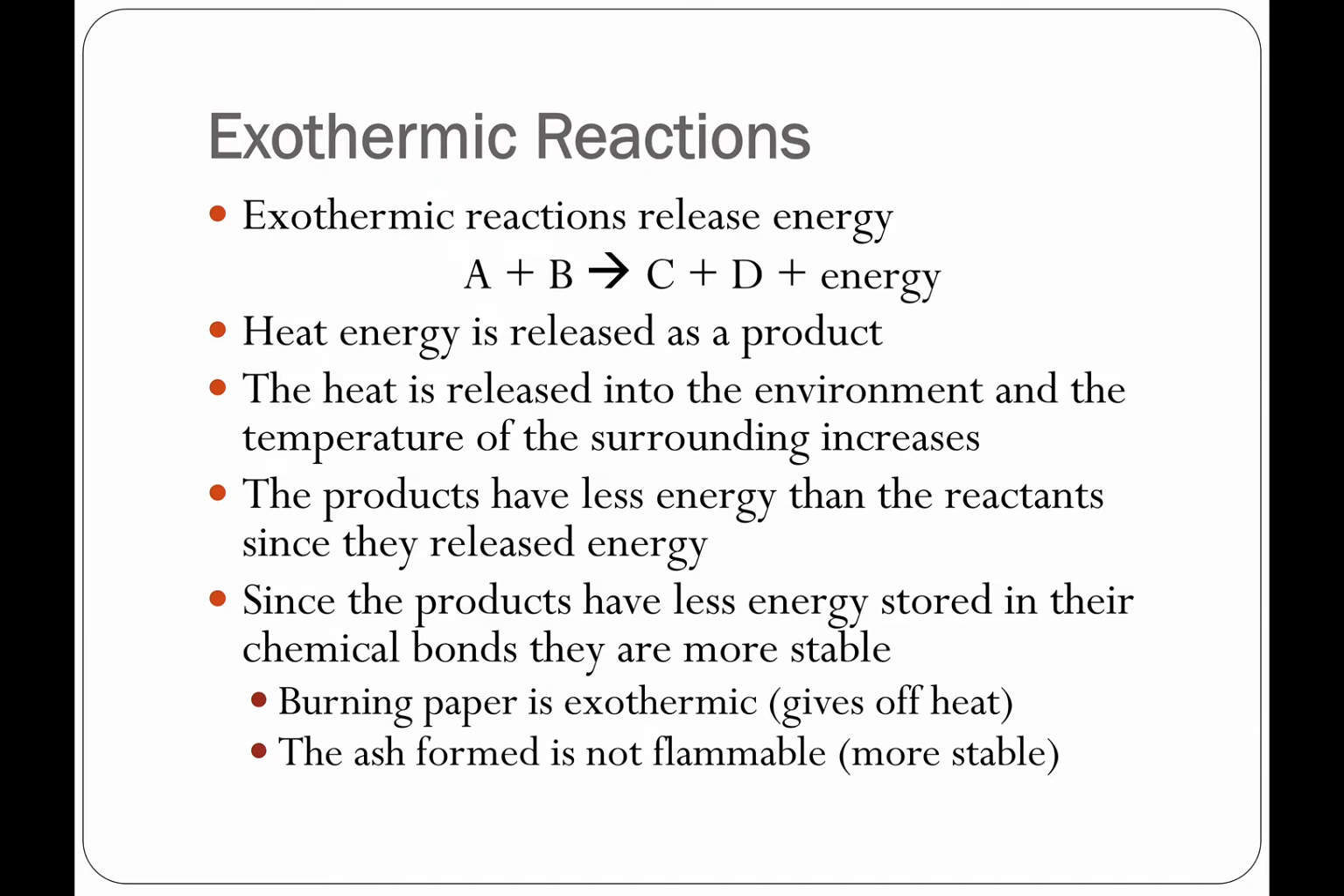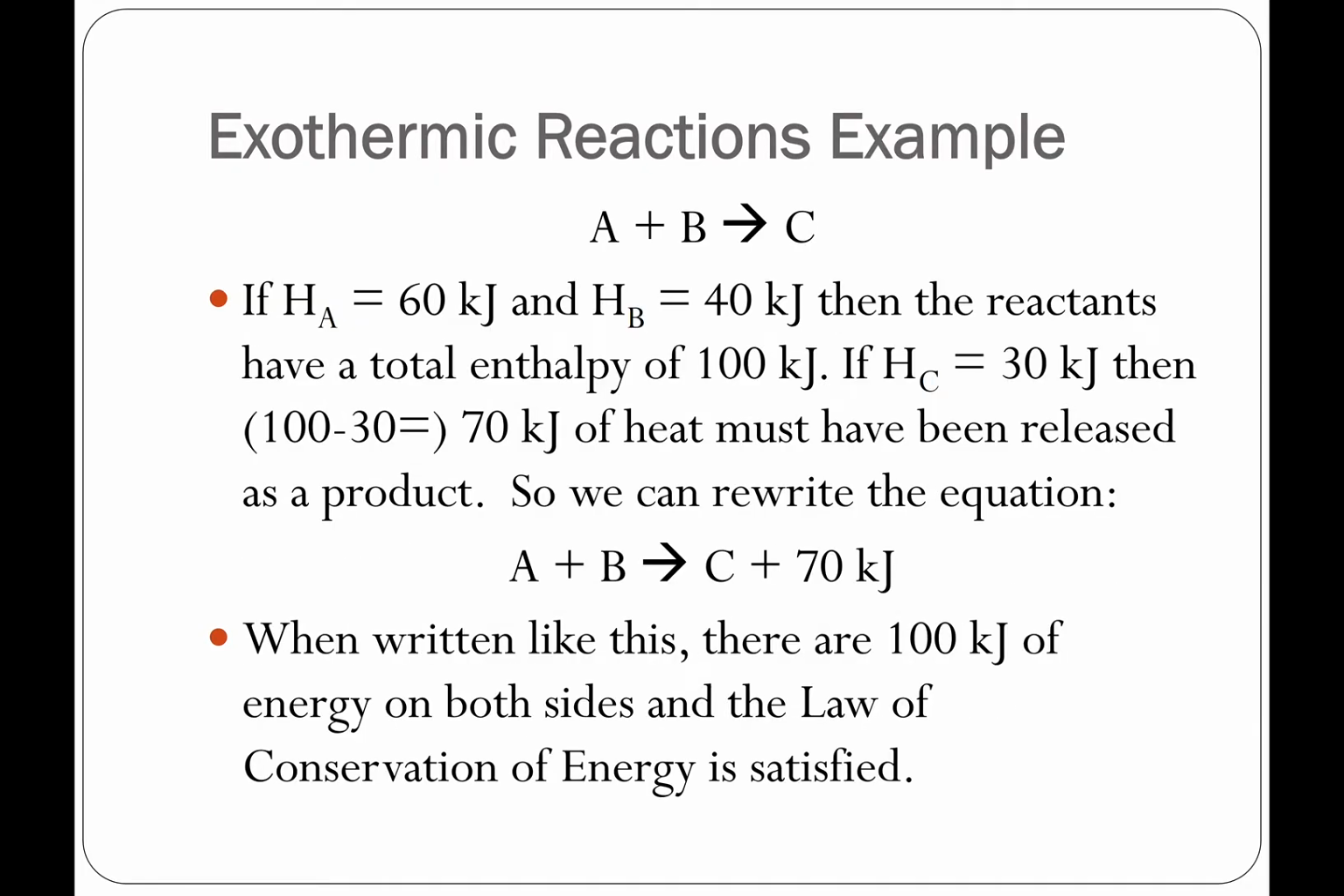Since the products have less energy stored in their chemical bonds, they are more stable. The CO2 and water that comes out of your tailpipe is more stable than the gasoline that went in. Or if you're thinking of burning paper or wood, the ash that's formed is not flammable, which is more stable than the flammable wood or paper that started the reaction, which would have been on fire. So exothermic reactions tend to be preferred or favored.